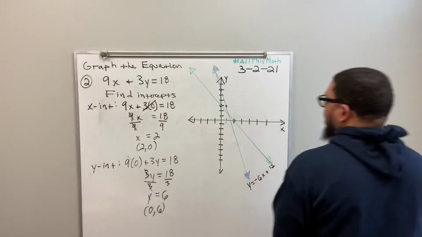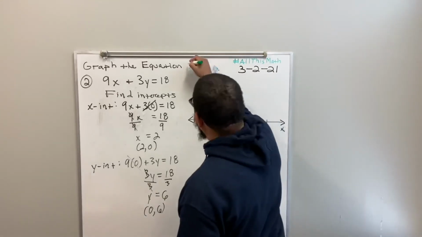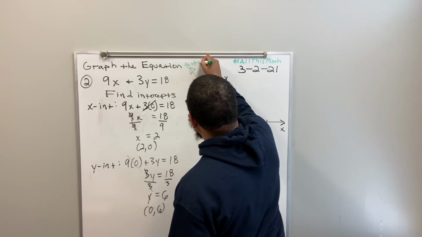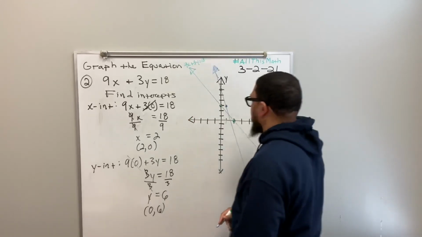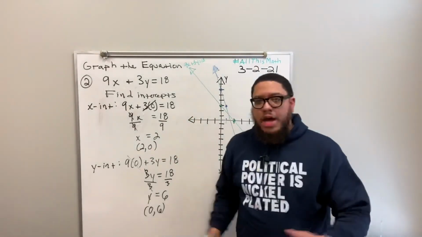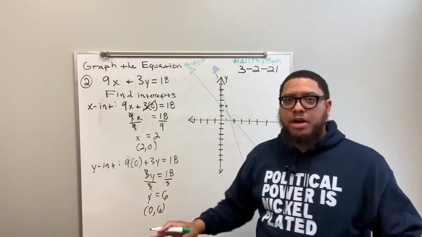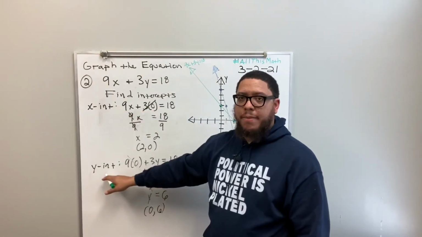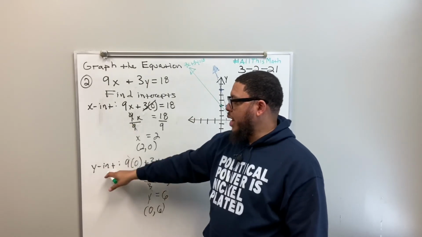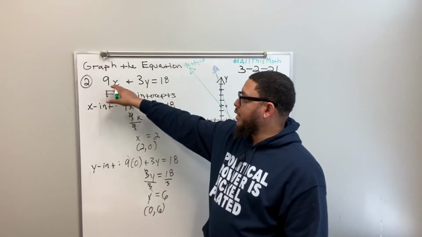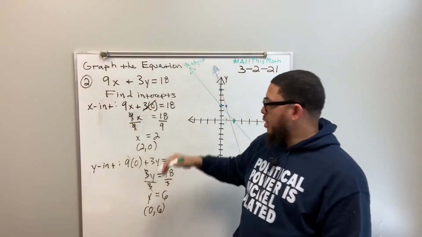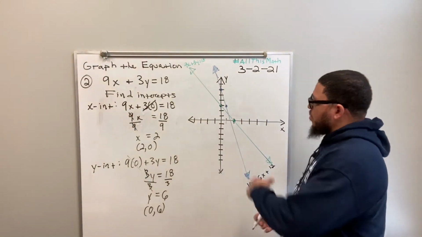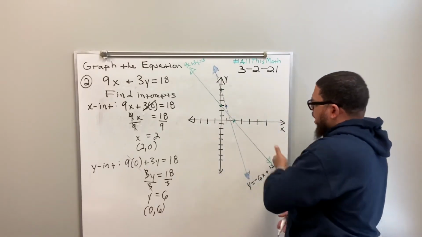Right? And now I got 9x plus 3y equals 18. Now with this method, I'm not worried about the slope. I don't care about the slope. I care about the x-intercept and the y-intercept. X-intercept, y-intercept. So when we have an equation that's in standard form, find the x-intercept, find the y-intercept. Plot the 2 points and draw the line.